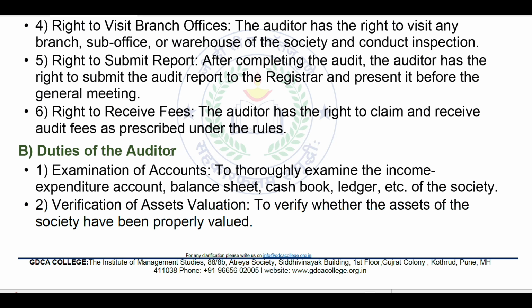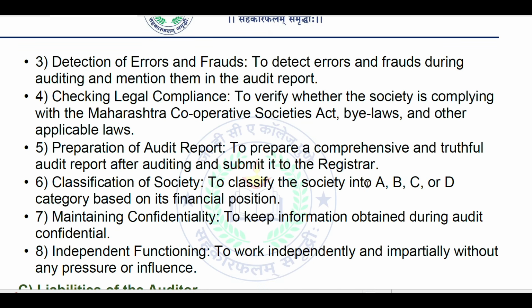Now 2B, duties of an auditor. What are the duties of an auditor? Number 1, examination of accounts: to thoroughly examine the income expenditure account, balance sheet, cash book, ledger, etc. of the society. Number 2, verification of assets valuation: to verify whether the assets of the society have been properly valued or verified. Number 3, detection of errors and frauds: to detect errors and frauds during the auditing and mention them in the audit report.